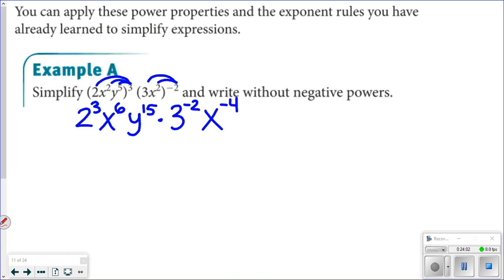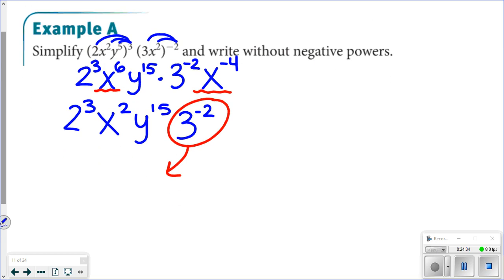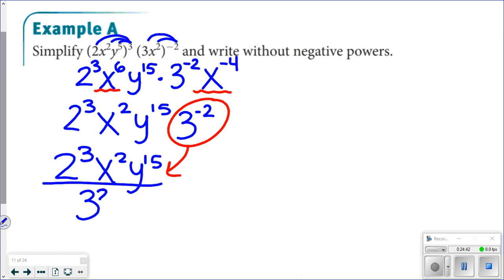Now, if I'm looking here, this is a multiplication problem. These are the same base, so we add the exponents. So 6 plus a negative 4, 6 minus 4 is 2. And remember, we cannot have a negative, so we have to clean it up. So move it to the denominator. And when we move it to the denominator, we make it a positive.